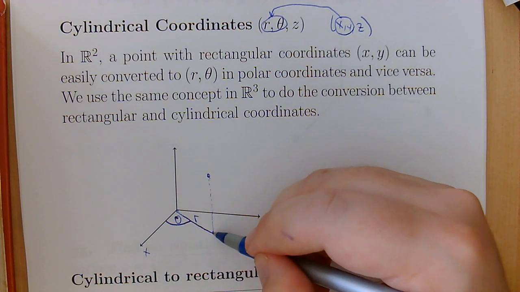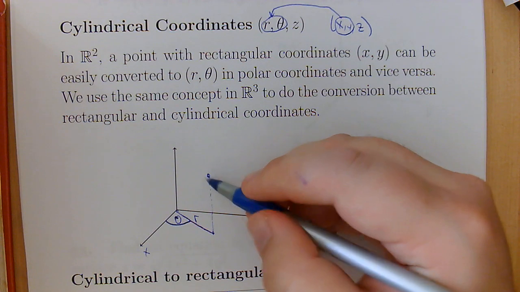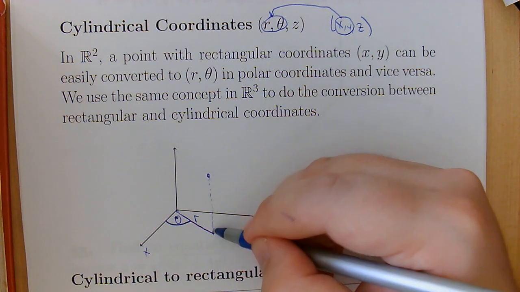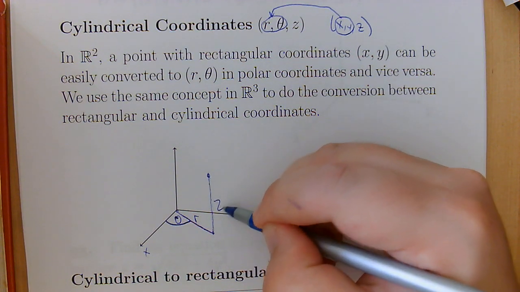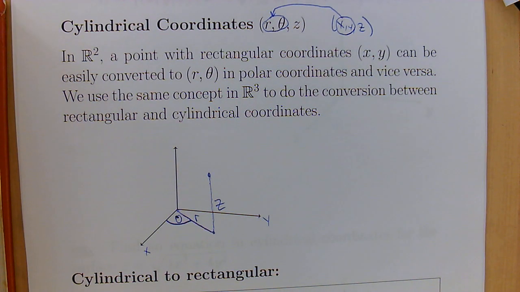So then once we identify our projection in the xy plane, we simply just go either up or down however high we are. So this is going to be z right here. So effectively we just continue doing polar coordinates in x and y, and then we just tack on z as shifting either up or down.